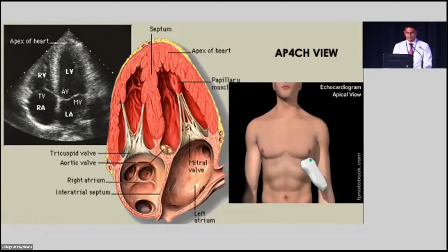The third view is the apical four-chamber view, where the probe is at the apex. So this is called the apical view, and you see the four chambers. The pointer is towards the left shoulder, and what is closest to the probe is the apex. In the apex, you see the left ventricle and the mitral valve, left atrium, right atrium, tricuspid valve, and the right ventricle. So this is a good view to assess the right ventricle.